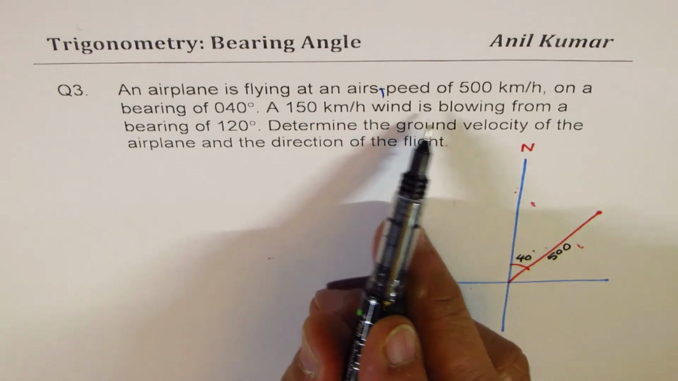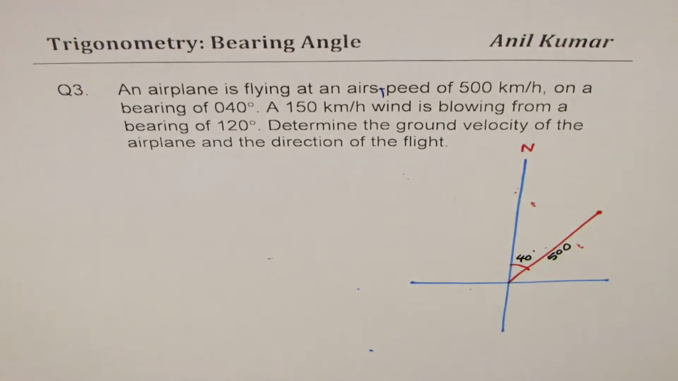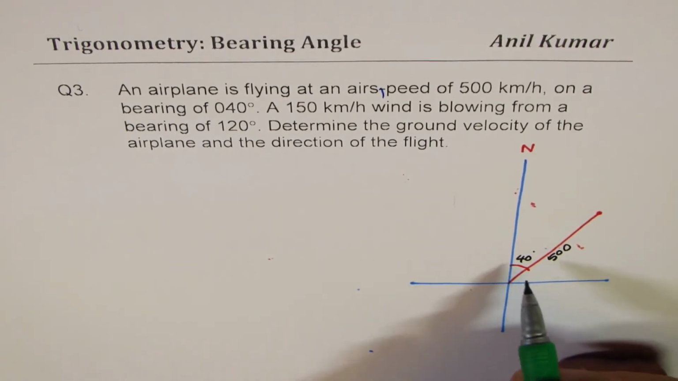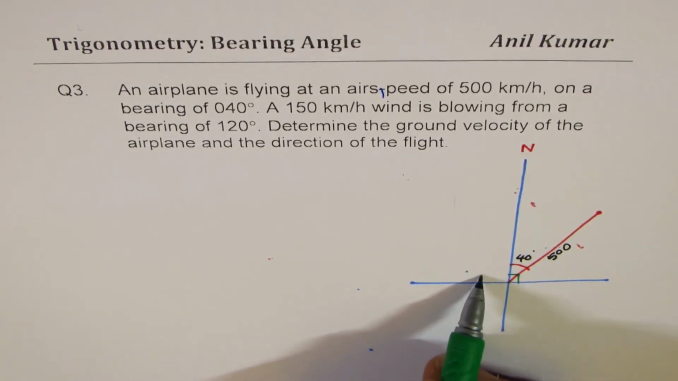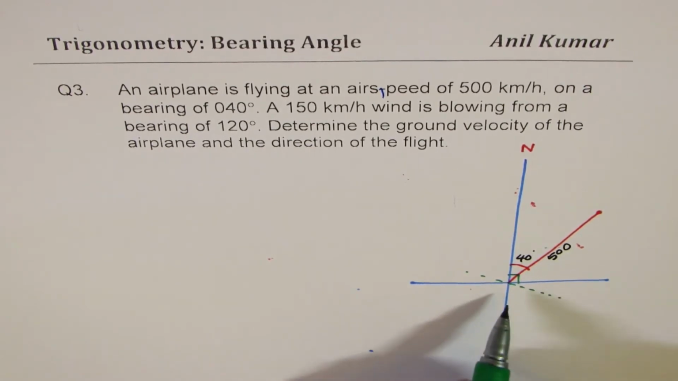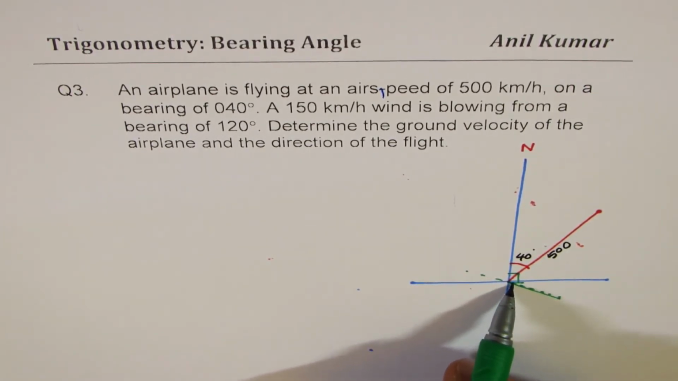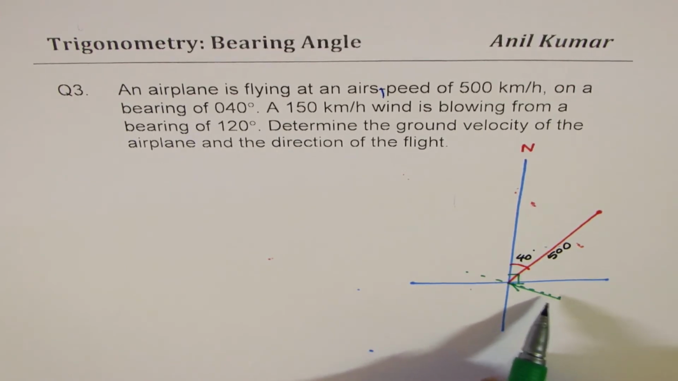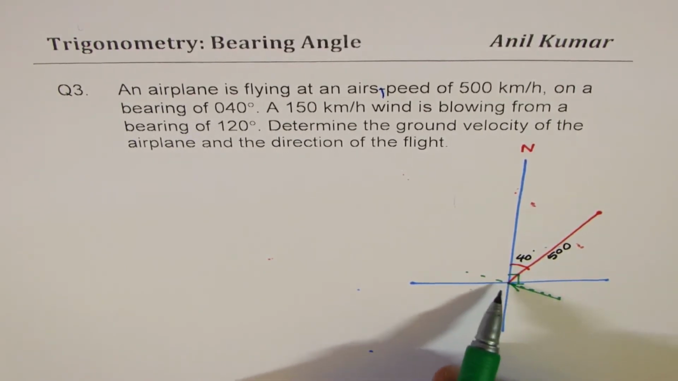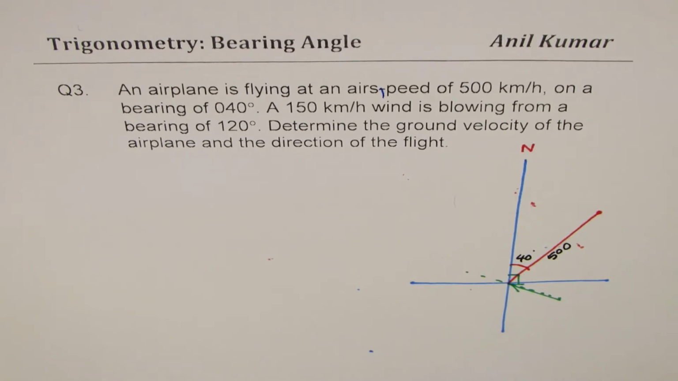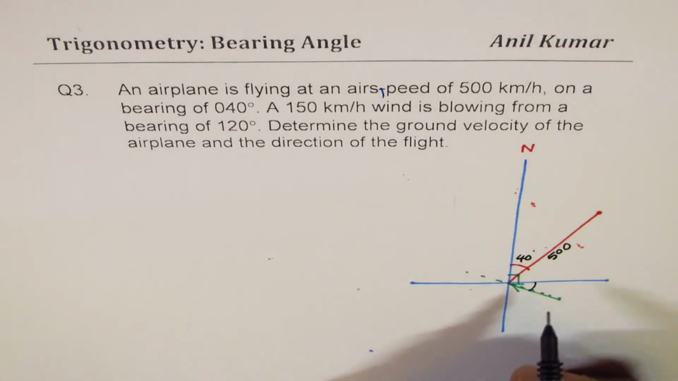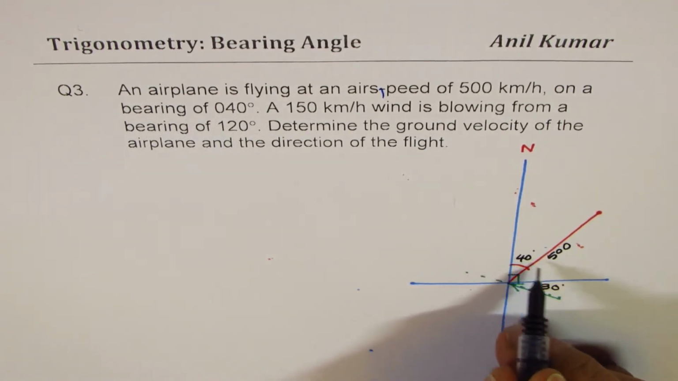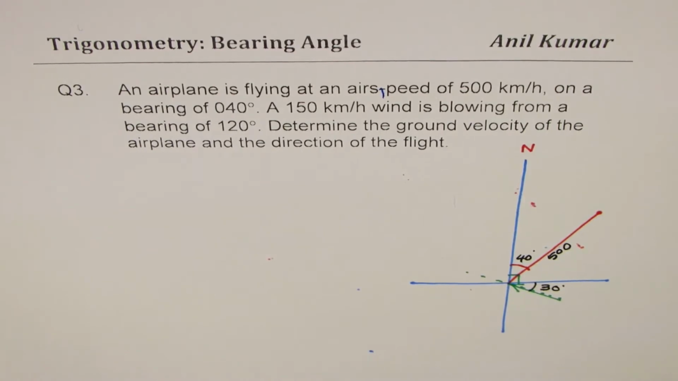A 150 kilometer per hour wind is blowing from the bearing of 120. So from the bearing of 120 means this is 90, right? So 30 more, kind of like this. So that becomes the direction for the wind from the bearing of 120. I hope you get it, right? So this angle becomes 90 plus 30, so this becomes 30 degrees. Total is 120 from north, correct?